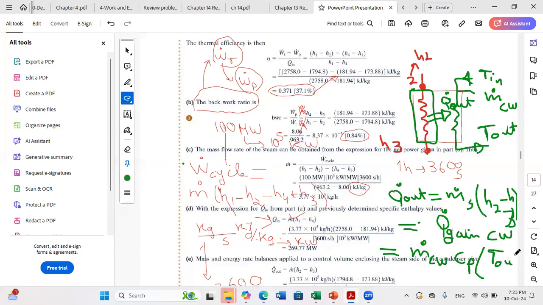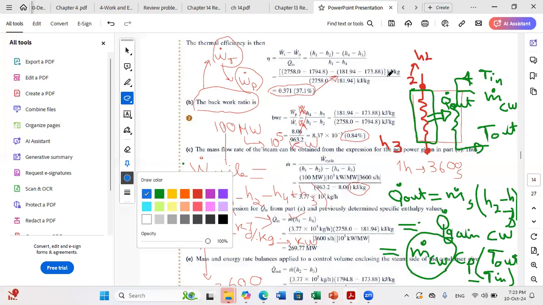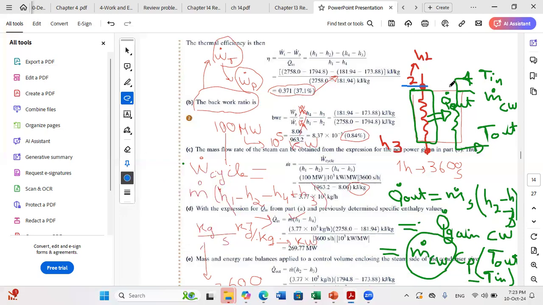Okay. So in this equation, the only unknown is m dot cooling water. So we can calculate the value of m dot cooling water. This is the first approach. Another approach is the following, is to say, let me consider the whole condenser.